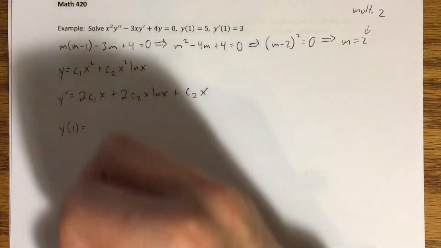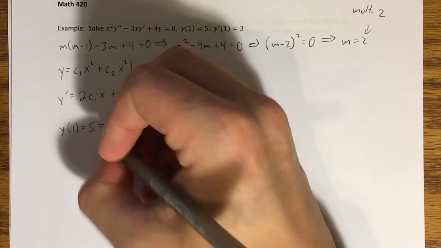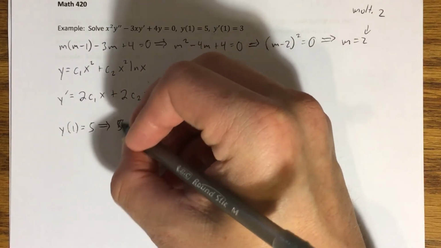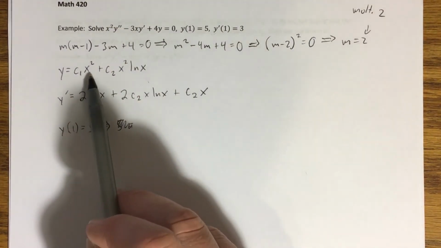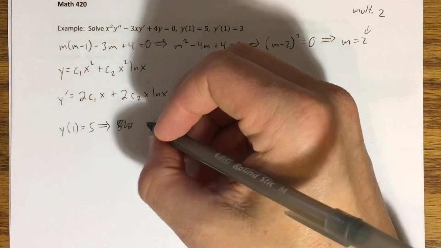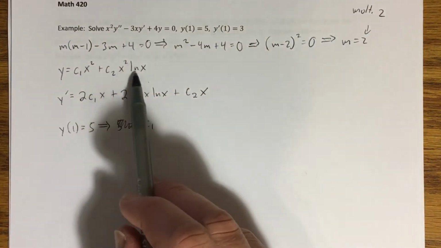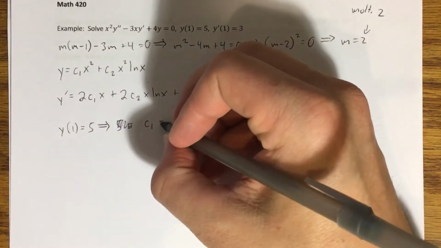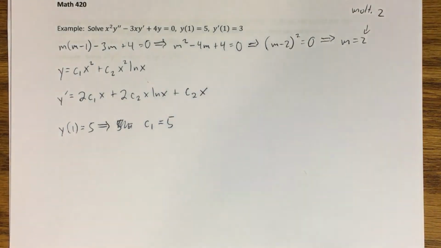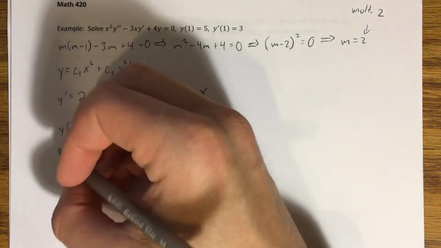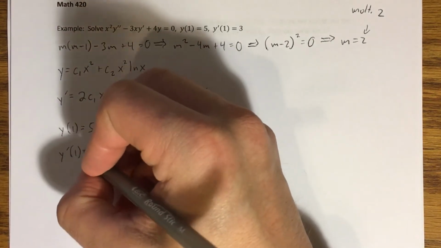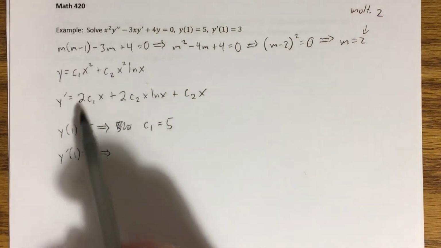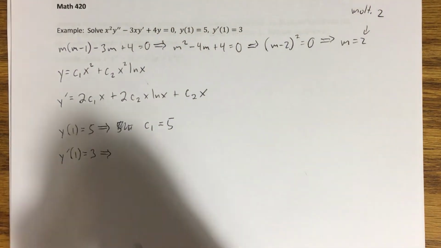y of 1 equals 5. What does that tell me? Well, let's do this the other way around. Let's plug a 1 in for my x's. That's going to give me a c1, and then natural log of 1 equals 0, so that whole thing goes to 0. y is equal to 5. And that's kind of cool. I actually got one of my parameters right away. c1 is equal to 5. y prime of 1 equals 3 was the other guy. So plugging 1 into y prime, I'm going to get 2c1 right there.